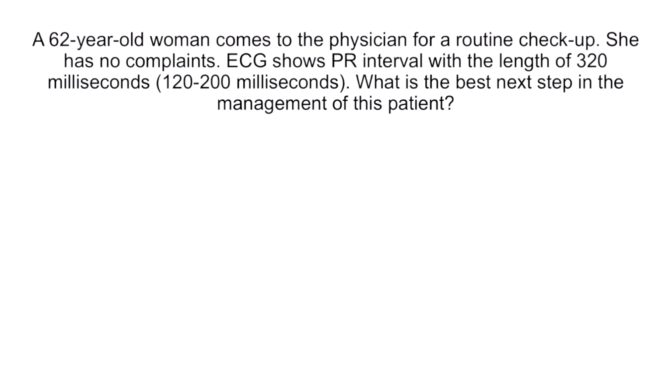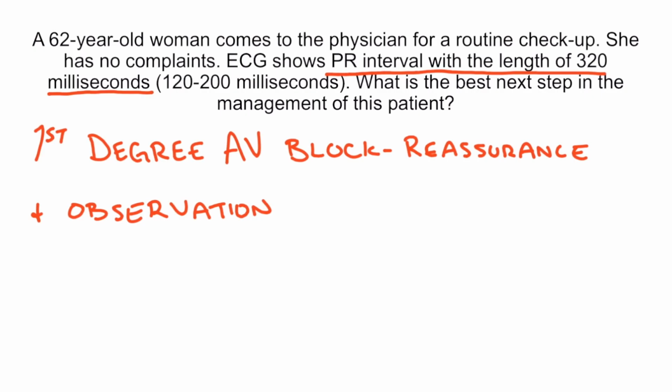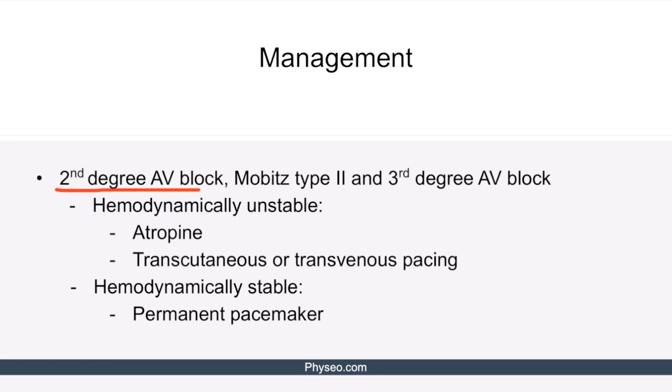This asymptomatic woman has prolonged PR intervals on her ECG evidenced by PR interval length of 320 milliseconds. This presentation is consistent with the diagnosis of first-degree AV block. Since first-degree AV block is typically benign and the patient is asymptomatic, the best next step in the management of this patient is reassurance and observation. In contrast, we need to treat the second-degree AV block, Mobitz type 2, and third-degree AV block. If the patient is hemodynamically unstable, then one should administer atropine and start transcutaneous or transvenous pacing. If the patient is hemodynamically stable, then the implantation of permanent pacemaker is indicated.